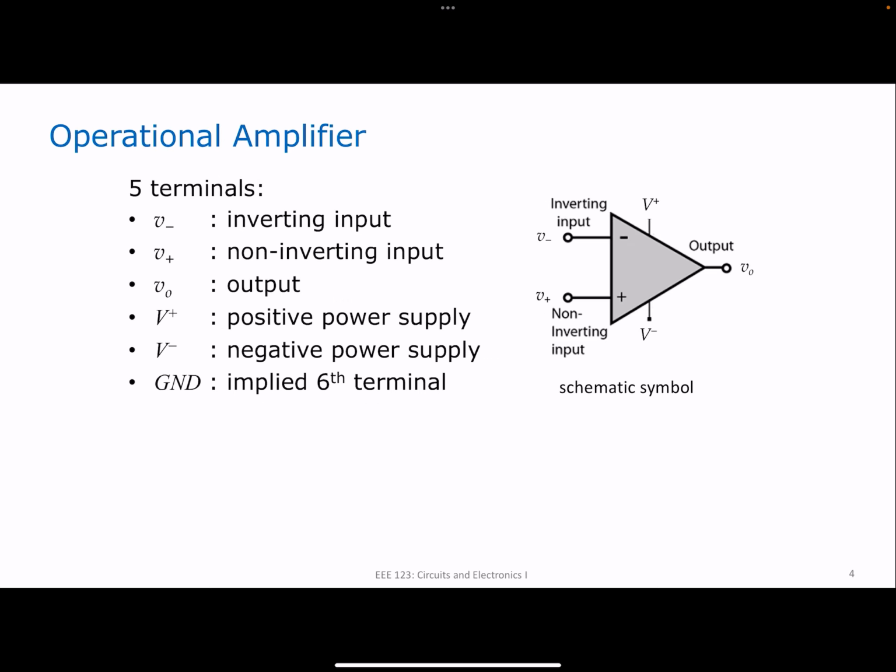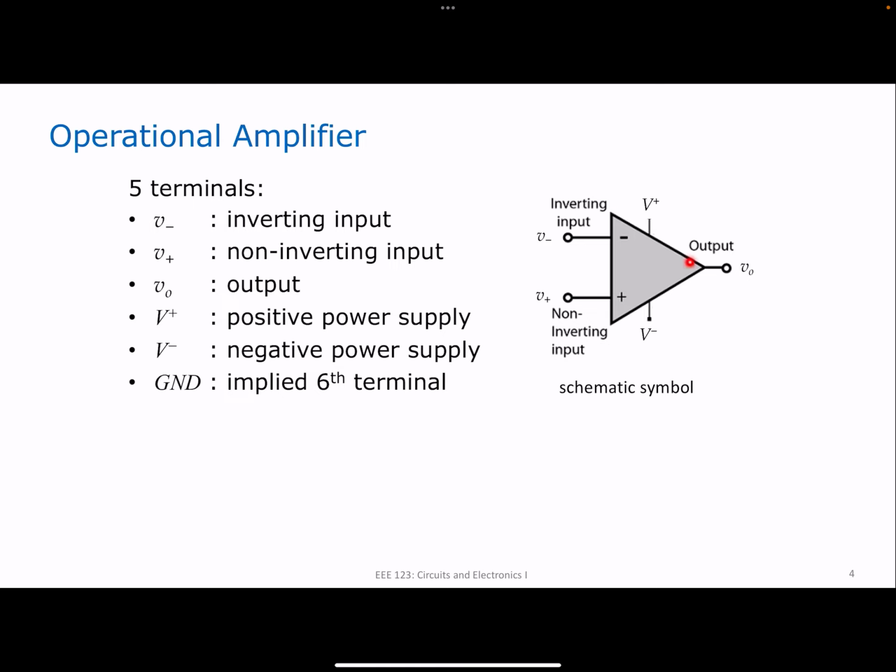An operational amplifier has 5 terminals. There is an inverting and a non-inverting input. That's V minus and V plus respectively. You have an output, V sub O, and you have typically 2 supply voltages, a positive power supply and a negative power supply. This is the schematic symbol of your op-amp.